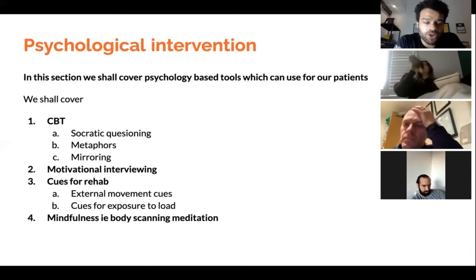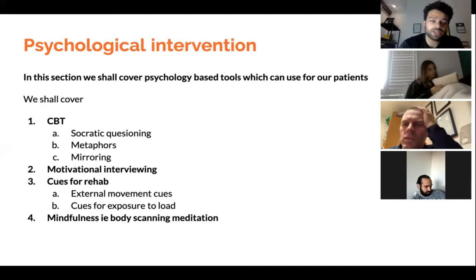So in this section, we're going to cover the psychological tools which are available to us. We're going to cover CBT, Socratic questioning, metaphors and mirroring, motivational interviewing, cues for rehab, the difference between external movement cues and internal movement cues, and cues for exposure to load. We're also going to go through mindfulness, i.e. body scanning meditation.